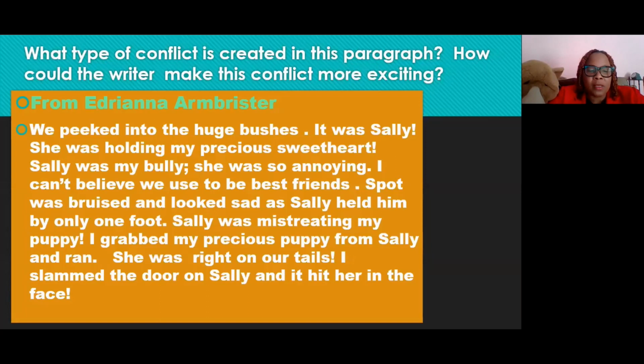Spot was bruised and looked sad as Sally held him only by 1 foot. Anything interesting or good in that sentence? Spot was bruised and looked sad as Sally held him by 1 foot. What do you like in that sentence? Bruised. Delia says bruised. Riori says bruised. And sad. Very good. So she has several things that are good going on here.